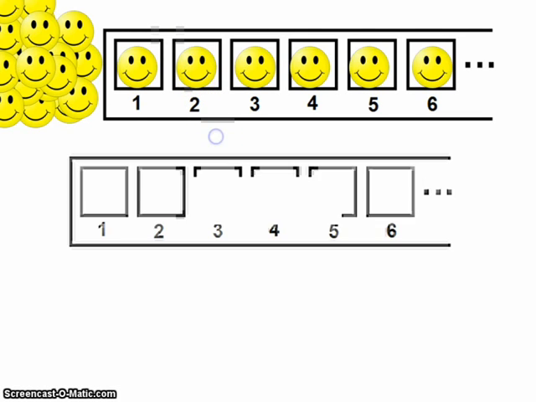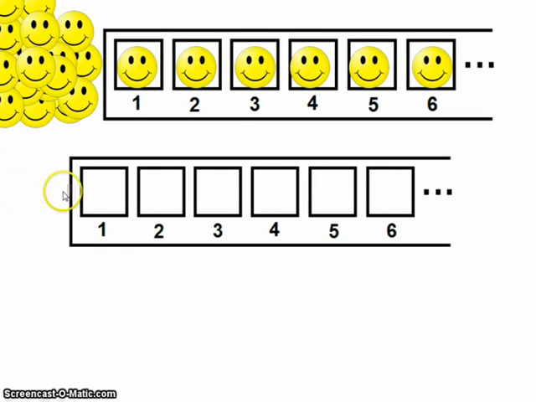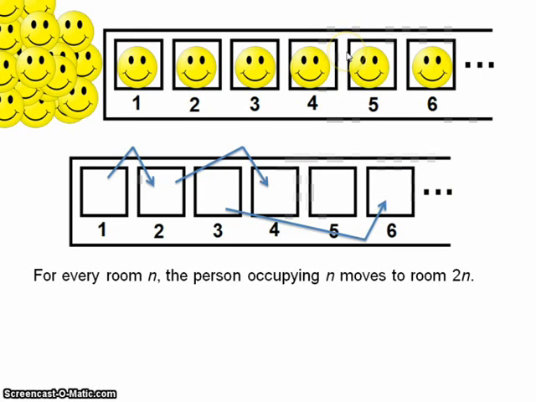What we do is we take the person in room 1 and move them to room 2. Then we take the person in room 2 and move them to room 4. Then we take the person in room 3 and move them to room 6. So what we're doing is doubling their room number. The person in room 4 would move to room 8, the person in room 5 would move to room 10. So generalizing, for every room n, we take the person occupying n and move them to 2n, that is n times 2. So we just multiply their room number by 2 and move them into that resulting room.